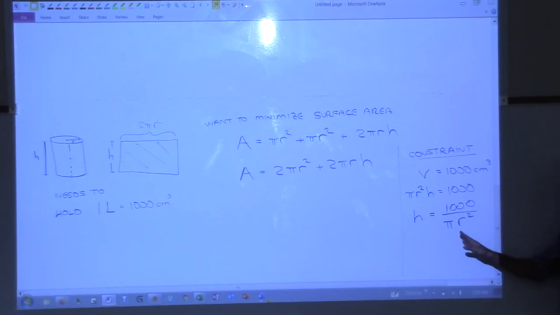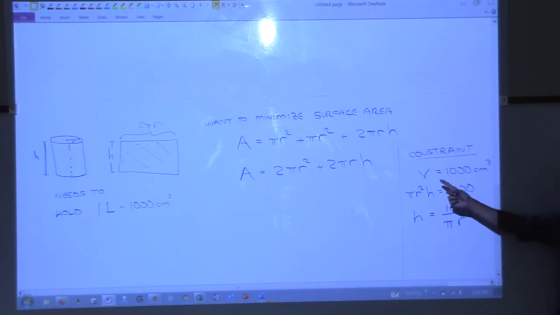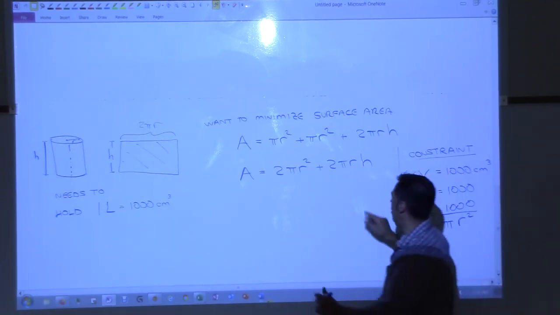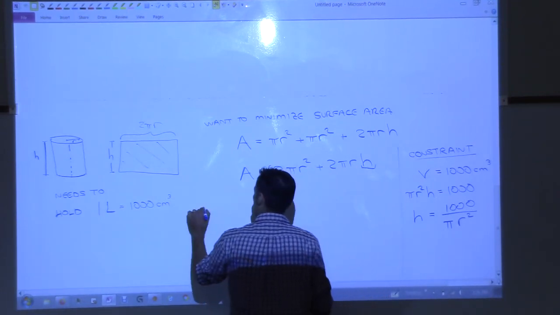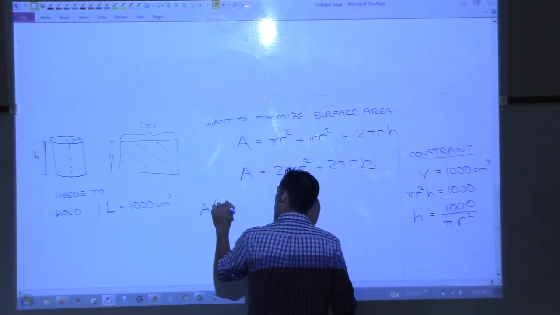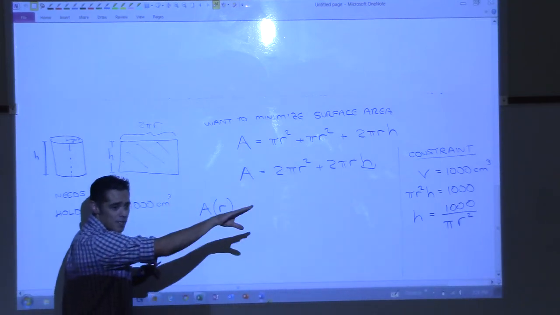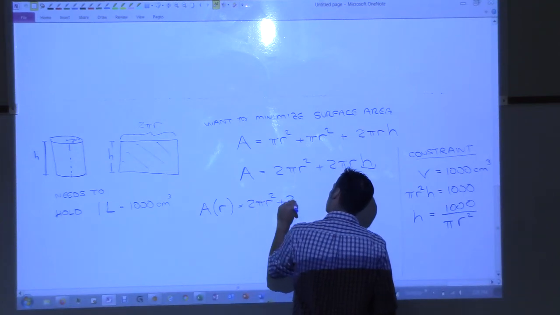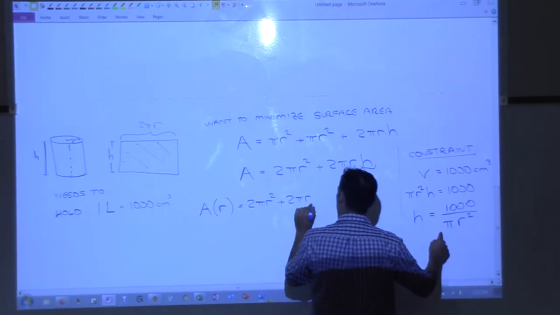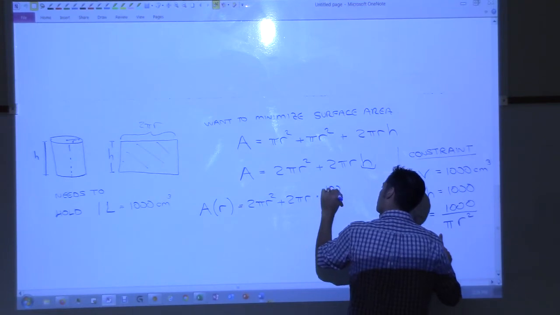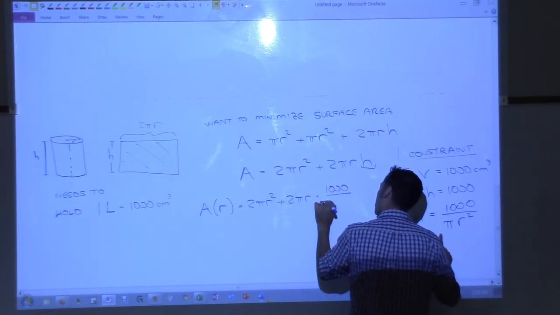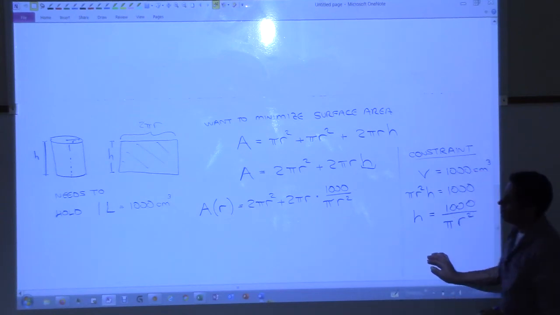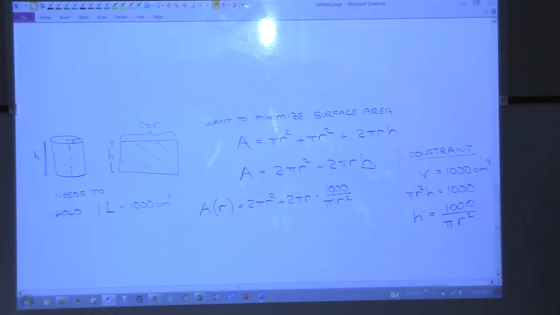This is still going to be messy, but our constraint has given us a way to relate H and R together. I'm going to take that H and plug it in up there for that H. That's the only H in the whole problem. So my area is now a function of R, because everything on the next line is going to have R's in it. I've got 2 pi r squared plus 2 pi r, and then h, which is 1,000 over pi r squared. Everyone see that h?